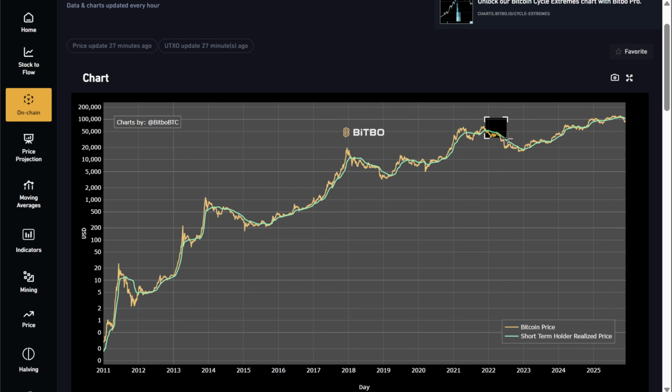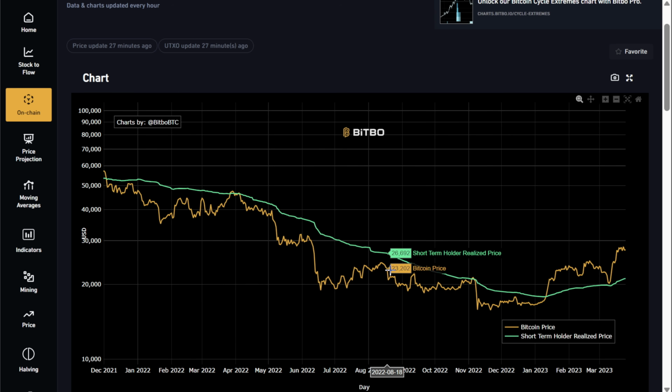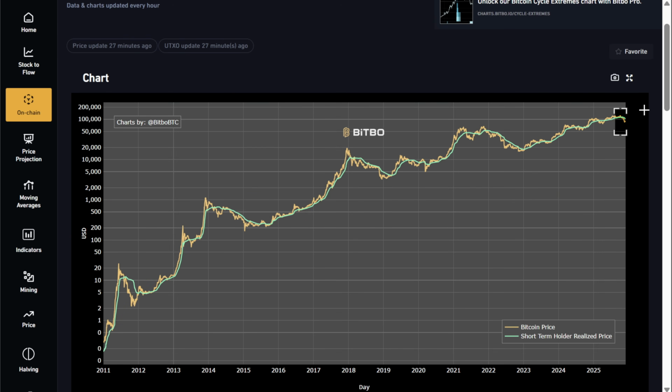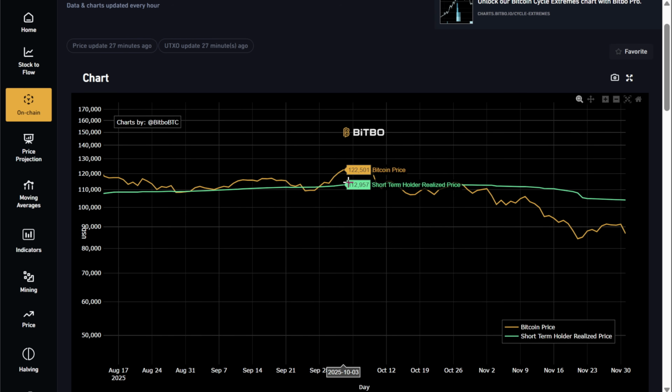We had the exact same development in 2022. The price tended to just be below the short-term holder cost basis. And once the short-term holders were somewhat break even, that's when they sold again. And currently, we are just entering exactly the same development again. The short-term holder cost basis is currently at $104,000. And it is declining by the day.